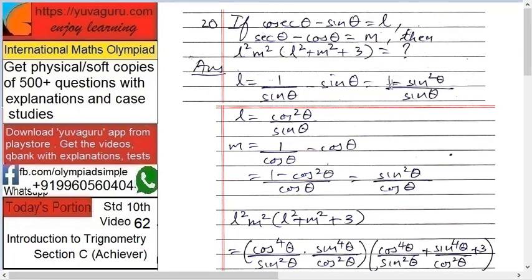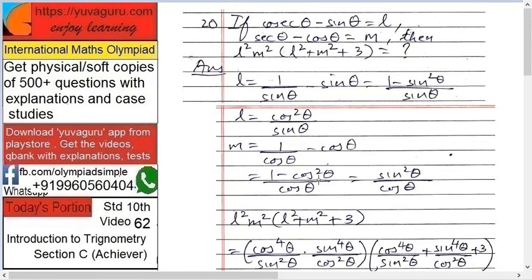So solve this, 1 minus sin square theta upon sin theta. But what is 1 minus sin square? Cos square. So L equals cos square theta upon sin theta. Similarly M, we have solved a similar problem earlier. M equals 1 upon cos theta minus cos theta, right?